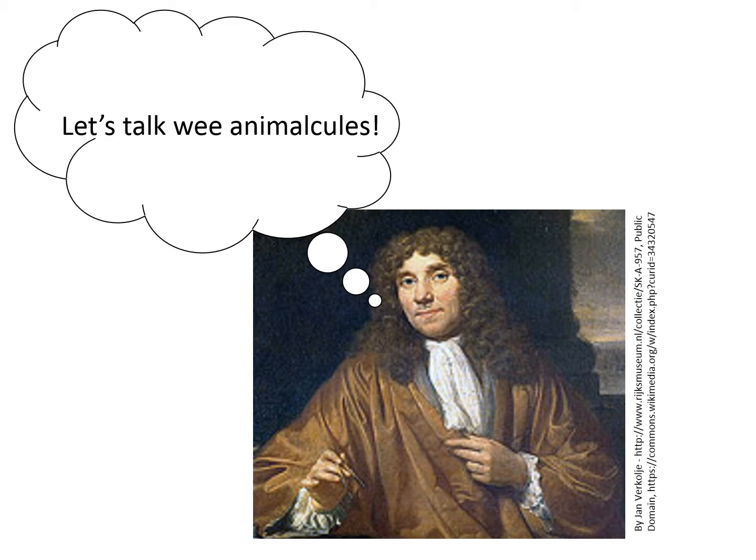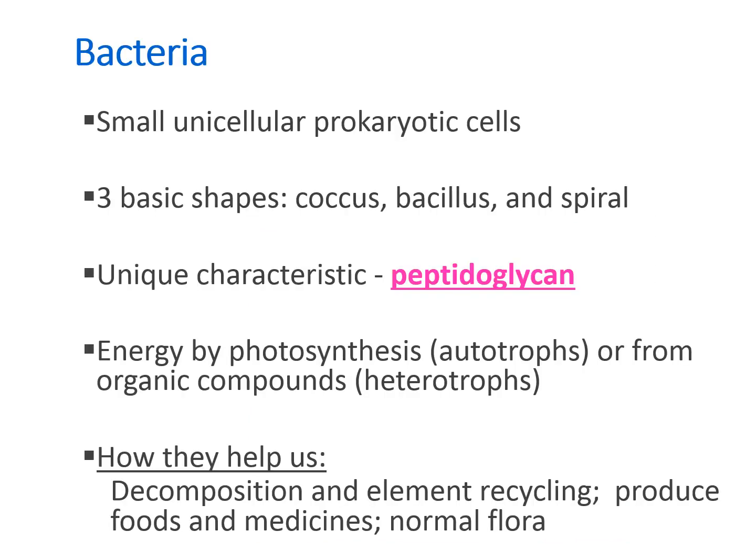He looked at pond water, he looked at his own semen, he looked at the cloudy material that formed when pepper was suspended in water. He basically looked at everything he could get his hands on. He called the small swimming cells that he observed animalcules, a portmanteau of animal and molecules. He published his findings with the Royal Society of London, and believe it or not, many didn't believe what he said he had found. So let's take a look at the animalcules.